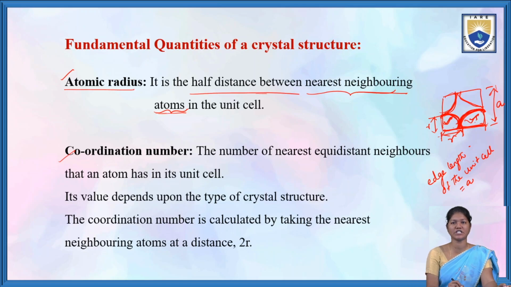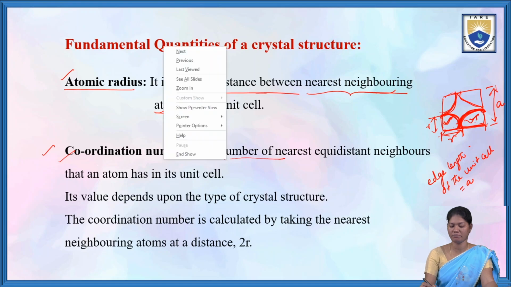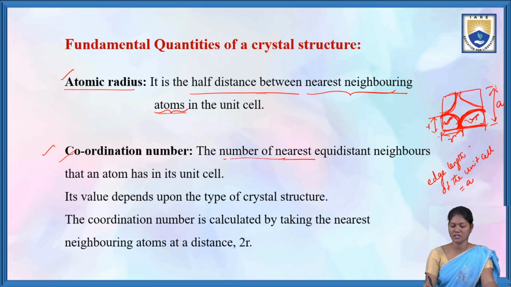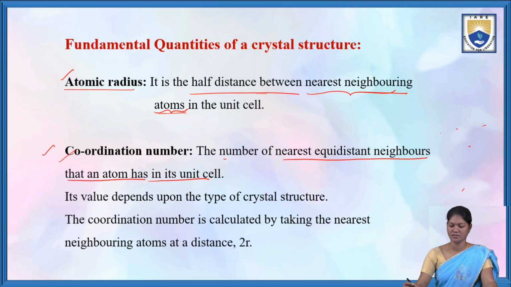Coming to the coordination number. Coordination number is the number of nearest equidistant neighbors that an atom has in its unit cell.